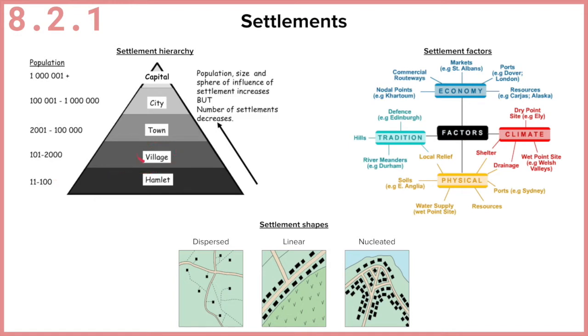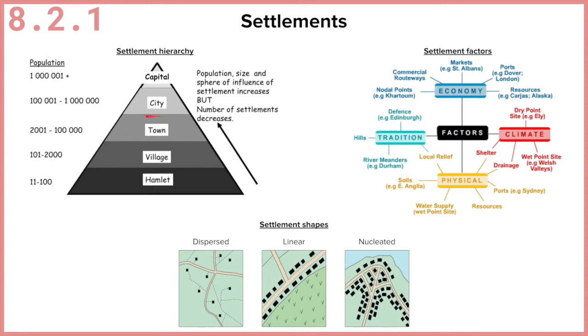Next one is a village. Villages are slightly larger, and we're going to have a population of around 100 to 2,000 people living in a village. Again, these are going to be more common out in the countryside, but we're getting closer towards the town, and therefore the commute towards a larger population centre is going to be less.